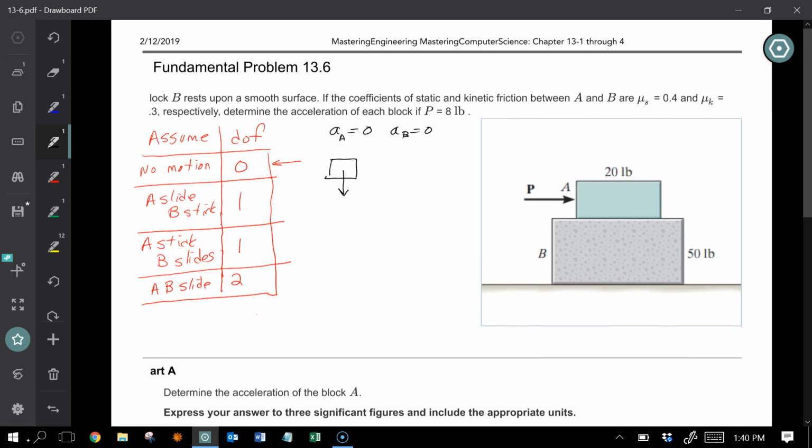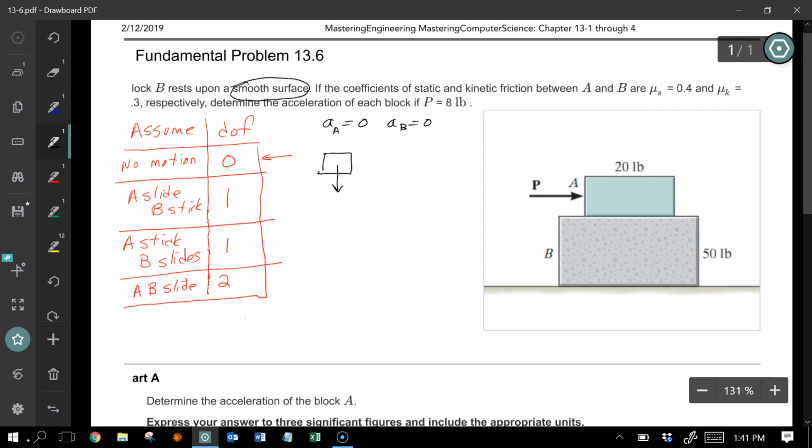Block B rests on a smooth surface. Oh, okay. Well, I didn't catch that. B is on a smooth surface, so there is no friction. I'm going to do a harder one. I'll say that there is friction down here and just show you what happens.